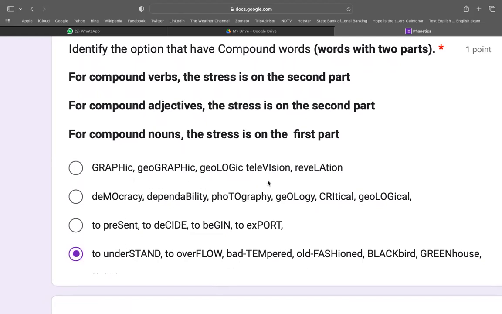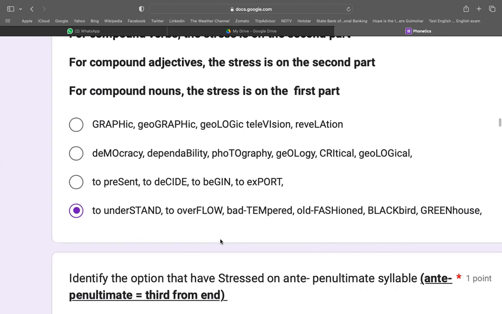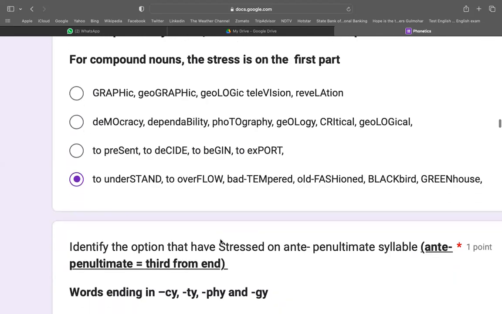Graphic, geographic, geologic, television. Here you won't find verbs. Democracy, dependability, photography, geology, critical, no. To present, to decide, to begin, to export: only verbs, no adjectives and nouns.